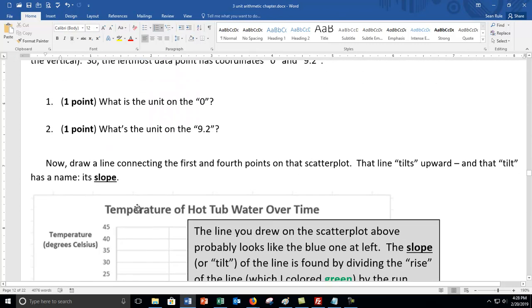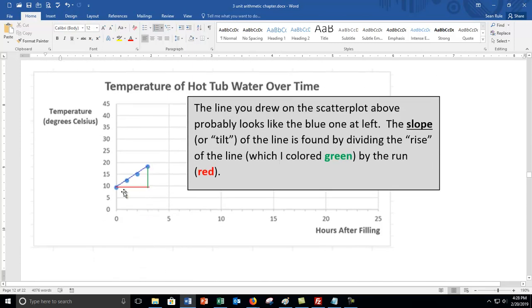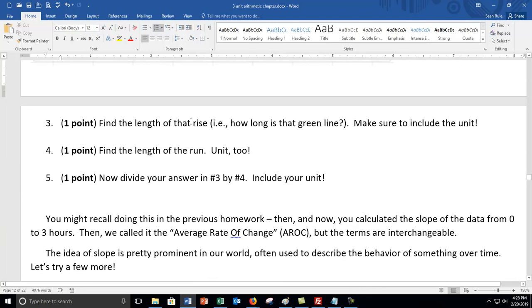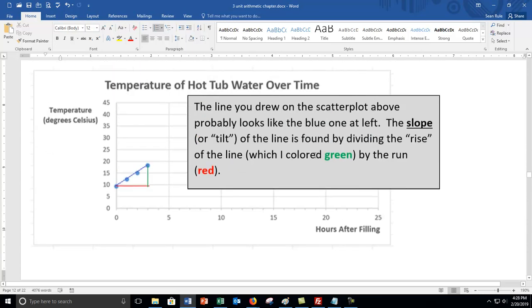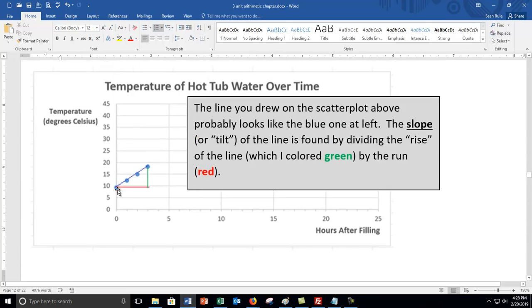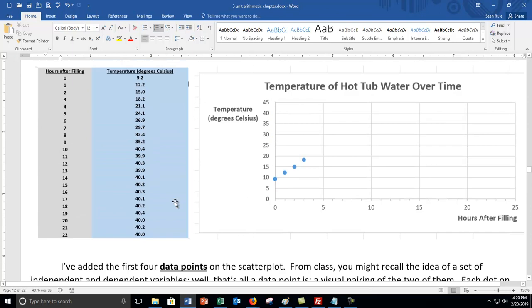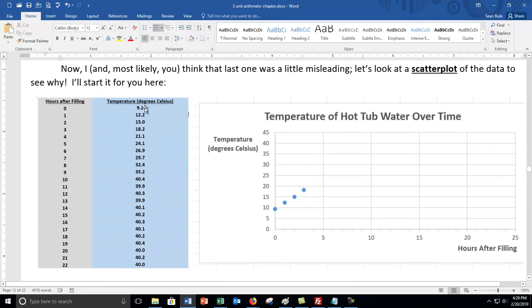Okay, I said now draw a line connecting the first and fourth points, and I walked you right through this. I'm not going to read it to you again because you've got it. Then I said find the length of the rise, i.e. how long is the green line. The green line right here goes from 0 to 3 hours. Oh, the rise is 18.2 minus 9.2. So if it starts at 9.2 and goes up to 18.2, it must have risen 9 degrees.